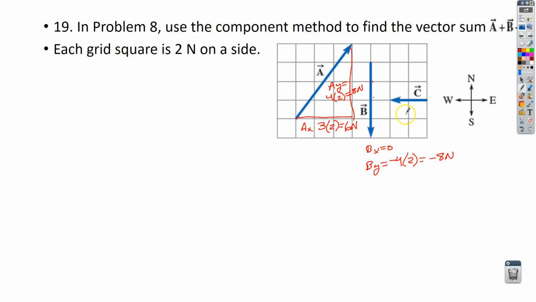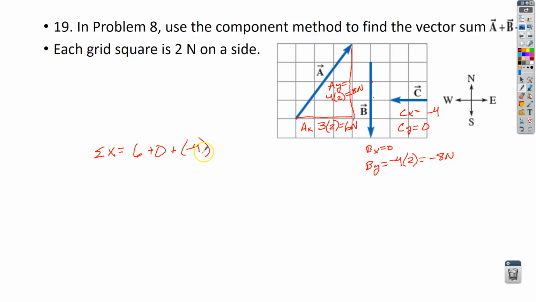And then finally for letter C, we have C in the x is equal to negative 4 because it's 2 boxes. Each box is worth 2, and it's going left, so it's negative 4. And then C in the y is equal to 0. Now we need to add everything up, so let's add up the sum of the x values. That would be 6 for A. Our next one, which would be B, is 0. And then finally for C in the x, we have plus negative 4.